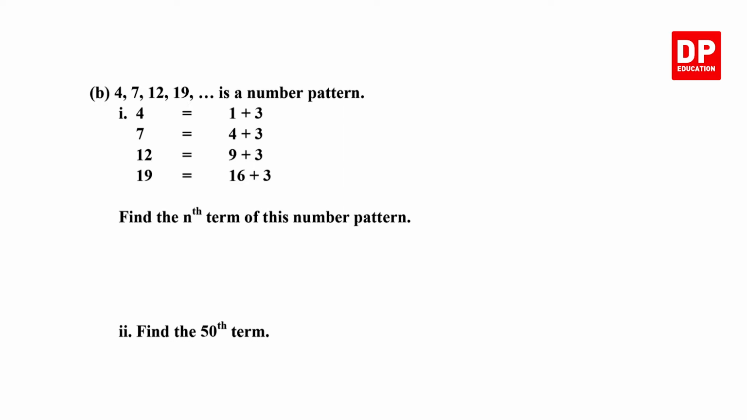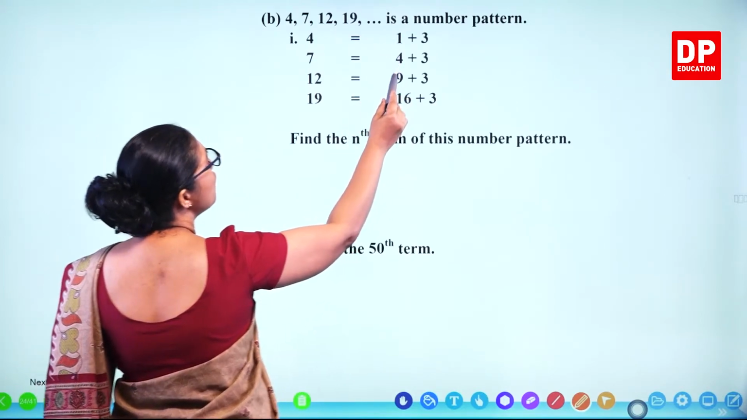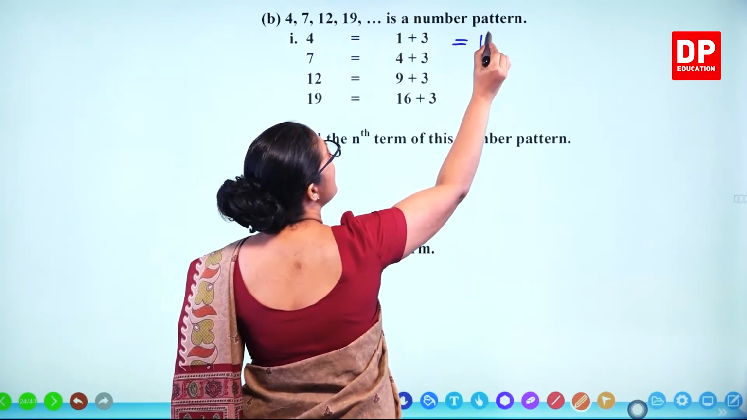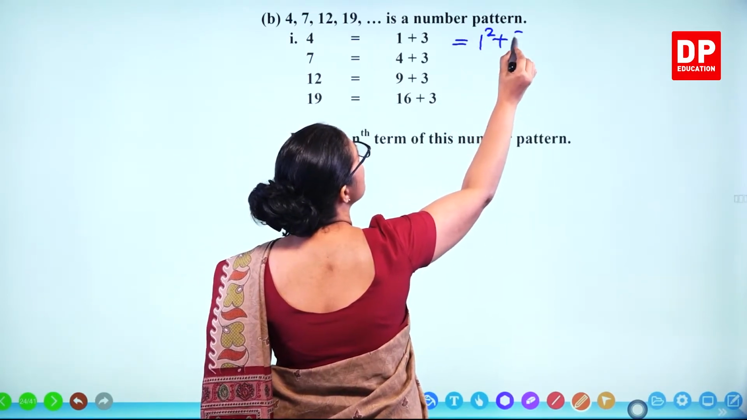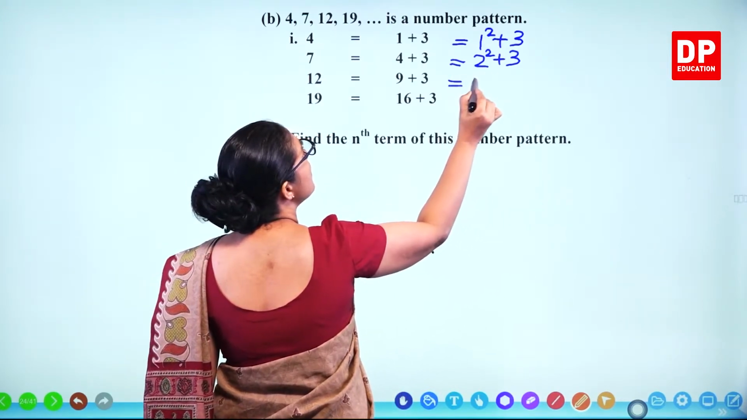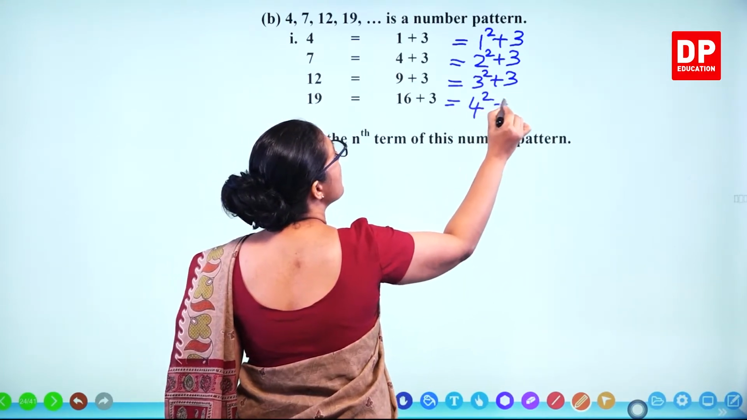Part B, you have been given 4, 7, 12, 19 as a number pattern. And 4 you can write as 1 plus 3, 7 as 4 plus 3, 12 as 9 plus 3, like that. Find the nth term of this number pattern. So what should be n? What are these numbers? 1, 4, 9, 16. Those are square numbers. You can write 1 squared plus 3, 2 squared plus 3, 3 squared plus 3. 16 means 4 squared plus 3.